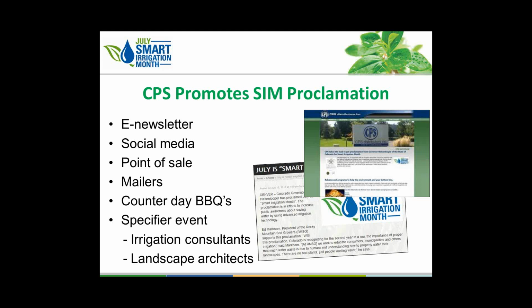We also made a lot of signage for point of sale where we sell our products. We added the Smart Irrigation Month logo and wrote an article about the proclamation when we sent out our mailers. We do barbecue counter days with our contractors and promote it there. And we also held an irrigation specifier event at our organization, with irrigation and landscape consultants and architects, and we were able to reach out and let them know about this particular initiative.